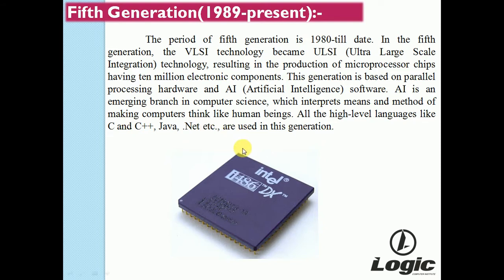This generation is based on parallel processing hardware and AI, that is artificial intelligence software. AI is an emerging branch in computer science which interprets means and methods of making computers think like human beings. All the high level languages like C, C++, and Java, .NET, etc. are used in this generation.